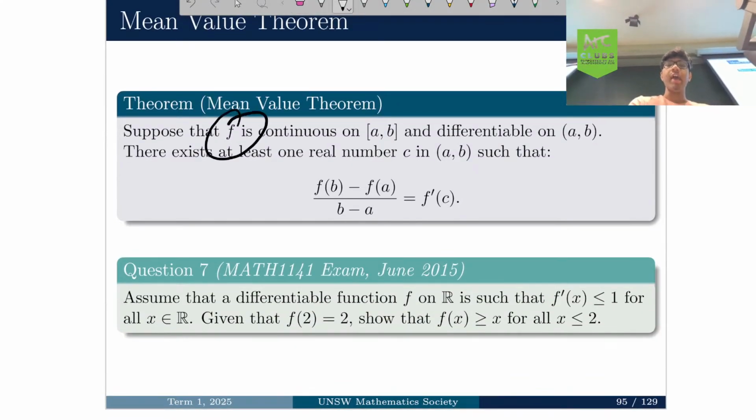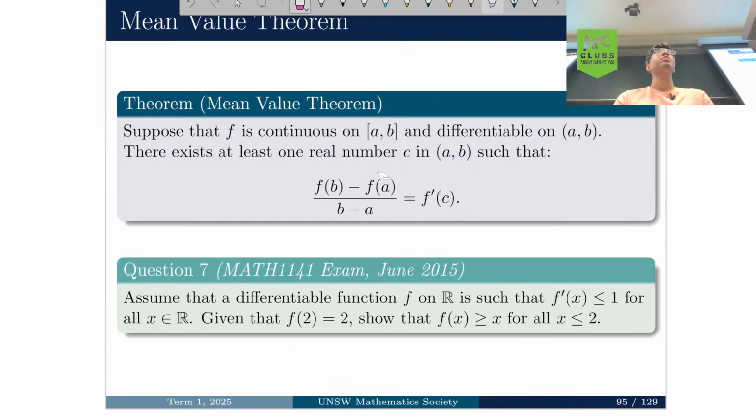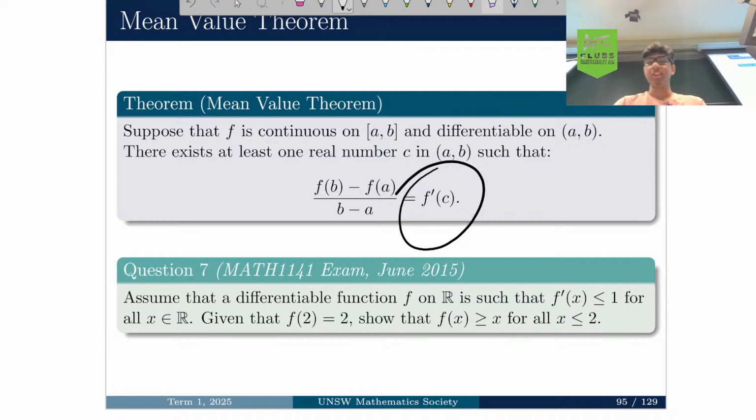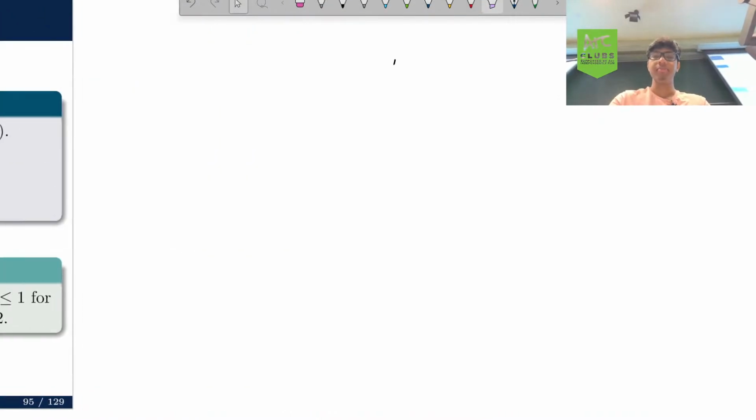Suppose that my function f is continuous on the closed interval a to b, and differentiable on the open interval a to b. There exists some real number c in (a, b) such that (f(b) - f(a)) / (b - a) equals f'(c). That's really confusing. So let's try and draw a picture to help us understand this.